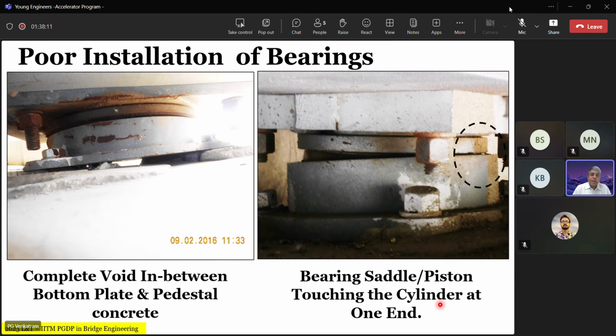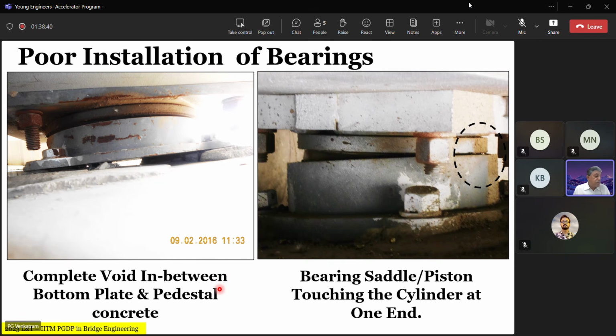Now, to show you some very poor installation of bearings. What I told you about, take a look at this. Do you see grout below? This is a project in India. It is commissioned. It's operational. And look at the date of the photograph, 2016. I'm not showing you a photograph from a very old age.